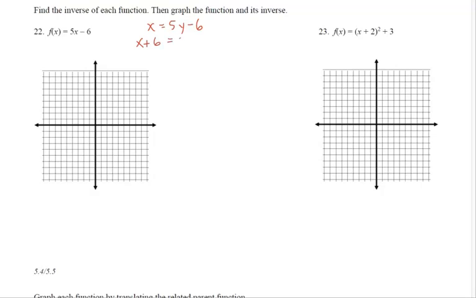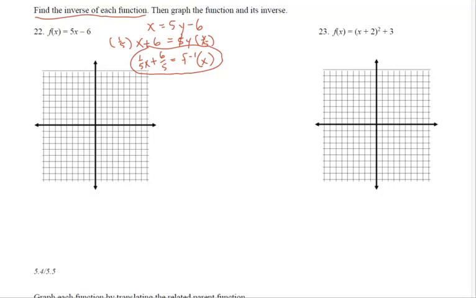So I'm going to add 6. And then so I can see it in slope-intercept form, I'm going to multiply by 1/5. It's the inverse of 5. And when I get down to this y by itself form, I want to use the notation that says the inverse of f. So 1/5 times x, and then 1/5 times 6. So there's answer part 1, where it says find the inverse of the function.